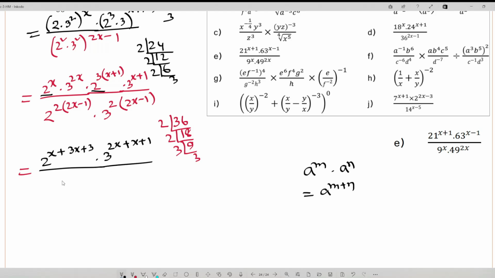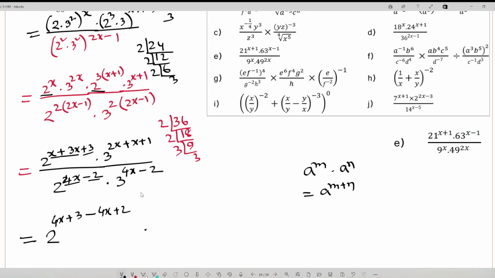And below, here is 2 to the power 4x minus 2 times 3 to the power 4x minus 2, right? Now look, here is x plus 3x, and here is also x plus 3x, meaning 4x, and this one is 4x, but here is plus 3 and here is minus 2. So in this case we can write like this: 4x plus 3 minus 4x plus 2, right?